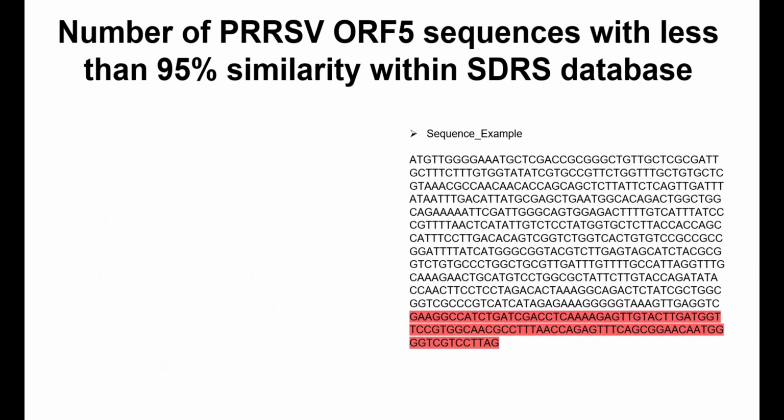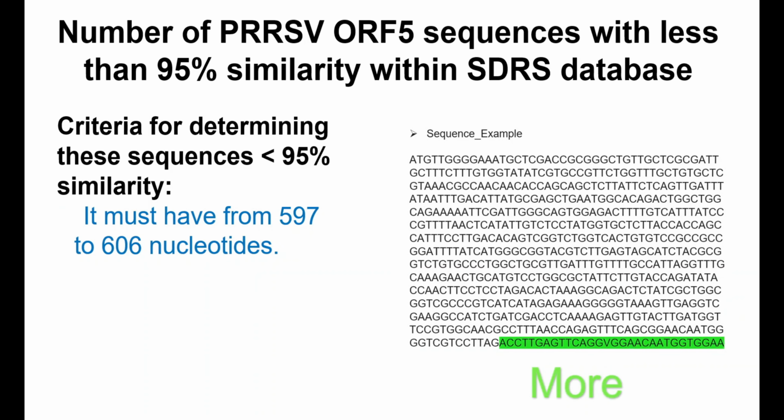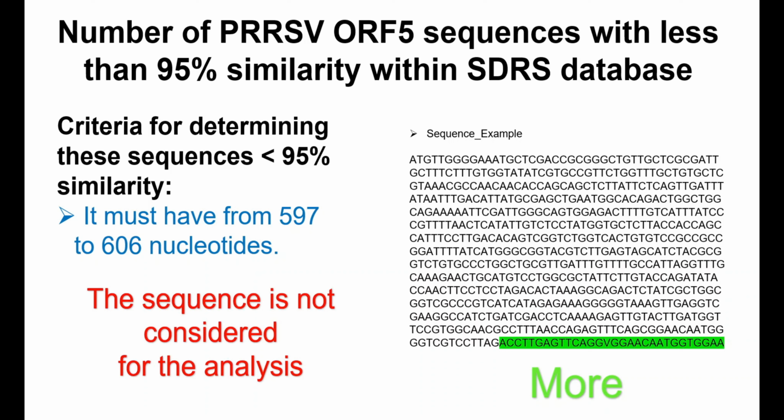So if a specific sequence has less than 597, as I'm highlighting here in red, this sequence is removed from the analysis, so we do not consider it from the SDRS database. And also, if it has more than 606 nucleotides, we also remove it from the SDRS database for this specific analysis. So the sequence is not considered, as I mentioned before.